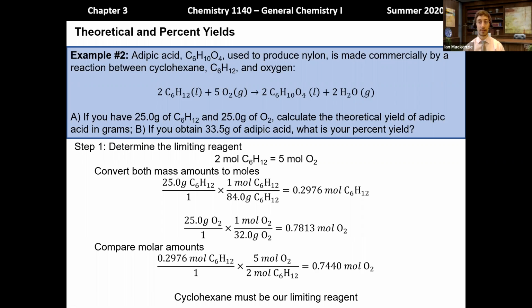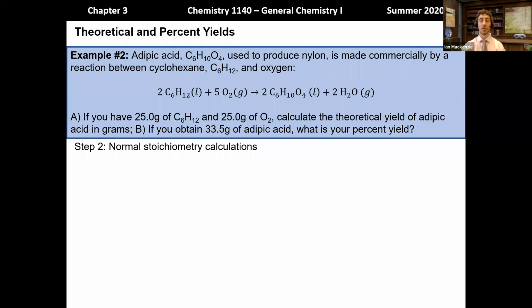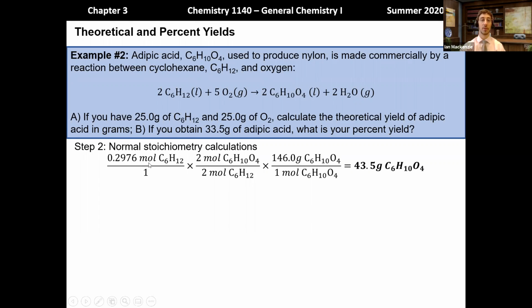Now that I've figured out that cyclohexane is my limiting reagent, I'm going to ignore the amounts of oxygen. I'm going to focus only on doing my calculations using the amount of cyclohexane. So now I would do my normal process for figuring out the amount of product from the amount of one starting material. So normal stoichiometric calculations. I figured out the number of moles of cyclohexane already. So now I convert that to moles of adipic acid using my molar equivalencies. It looks like it's 2 moles of cyclohexane to 2 moles of adipic acid. So it's a 1-to-1 ratio.